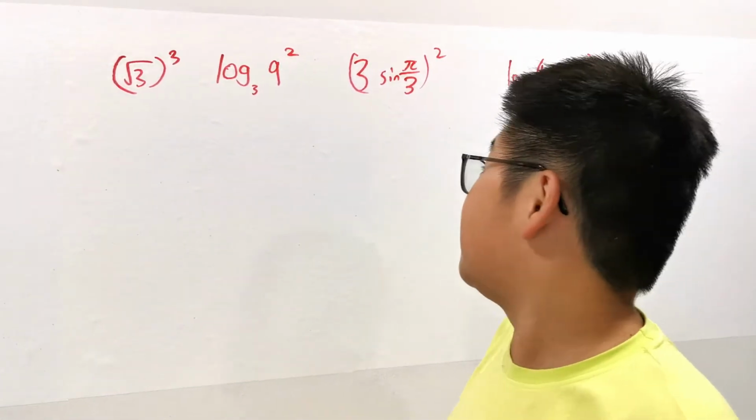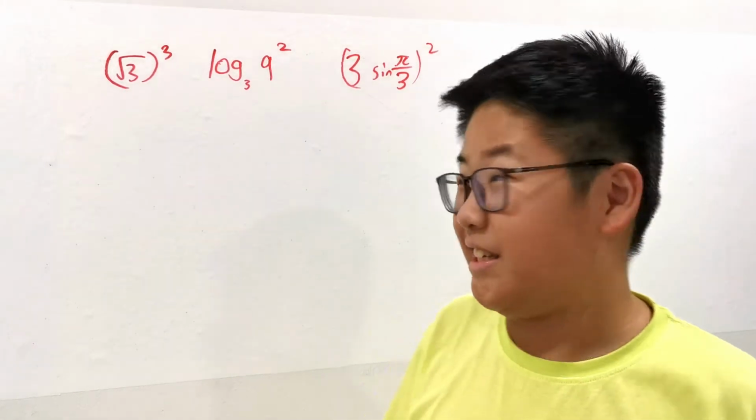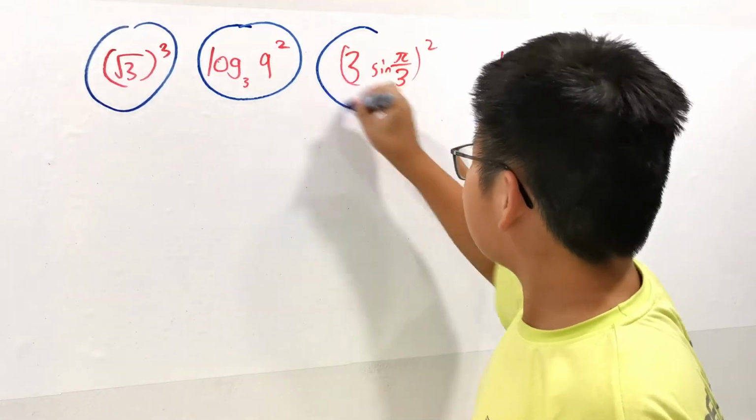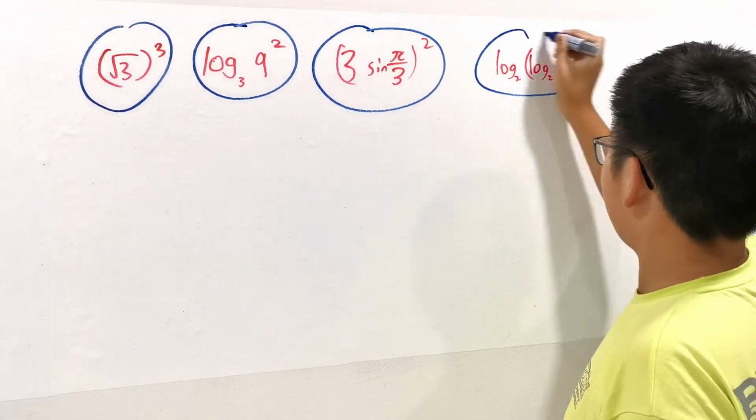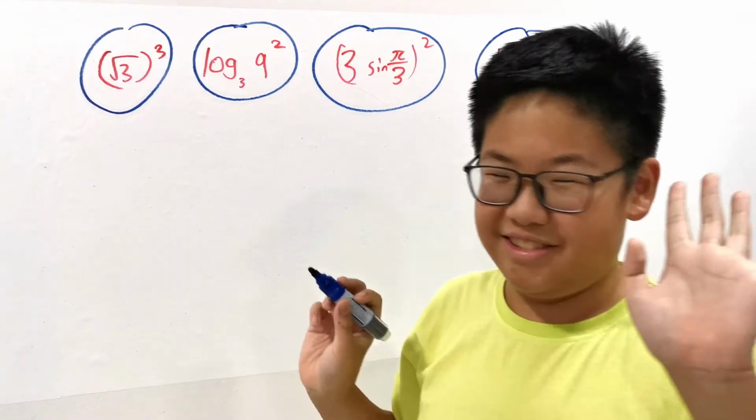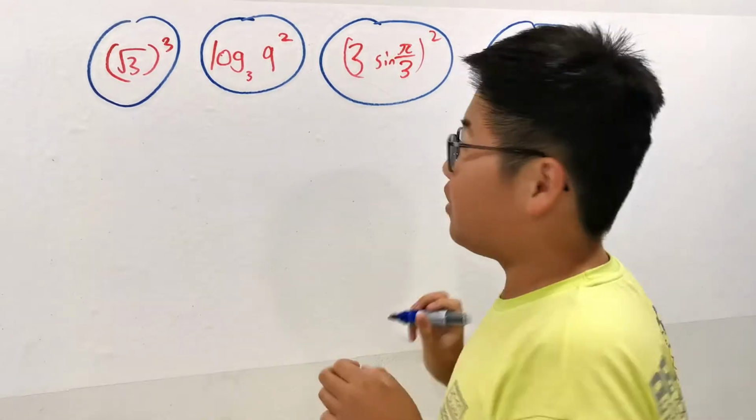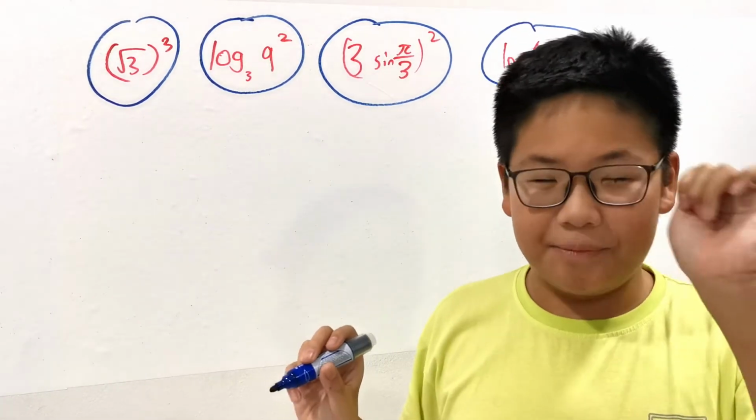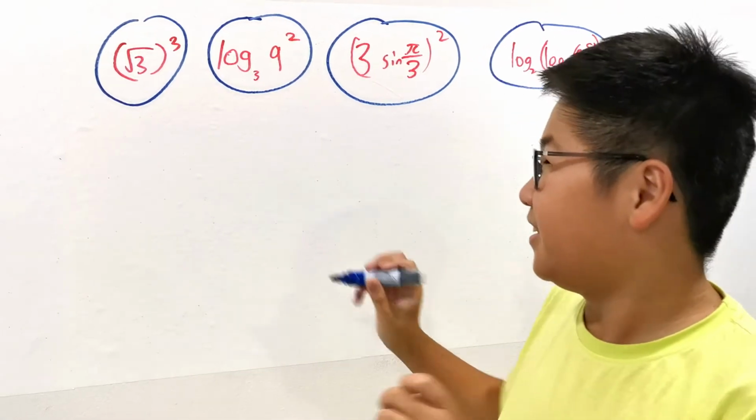We have a perilous duo here, a 3 frenzy in fact: root 3 cubed, log base 3 of 9 squared, 3 sine pi over 3 root 3 squared, and this one that's not following the rules. Well, there'll be a little 3 in there later. So the question is to find which number is the smallest.